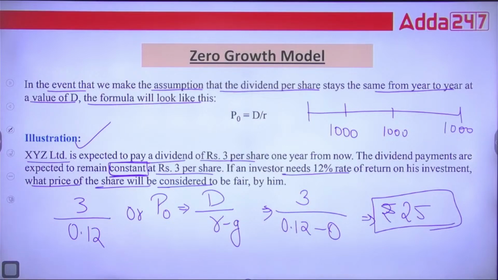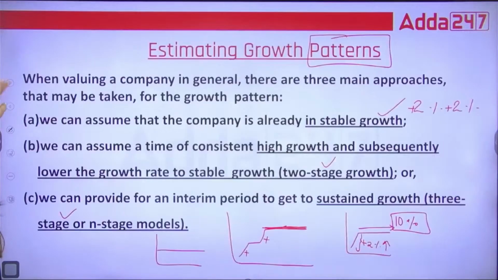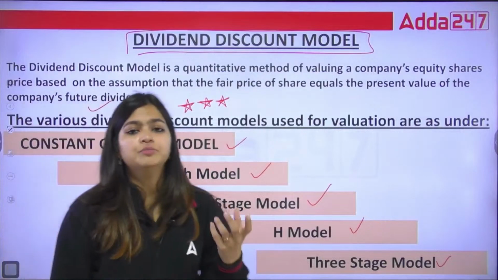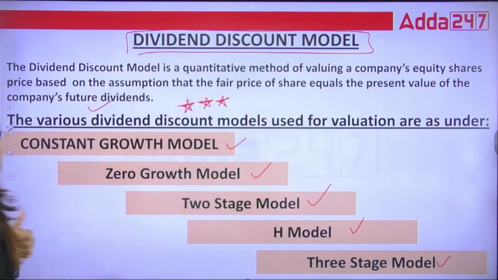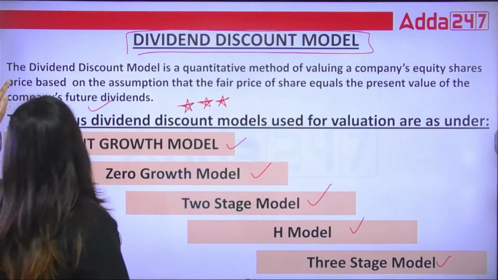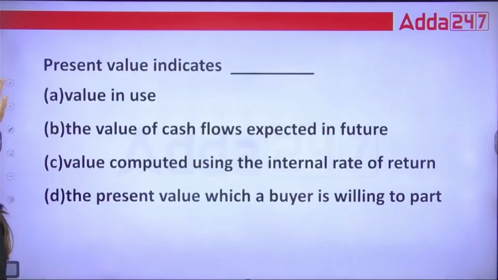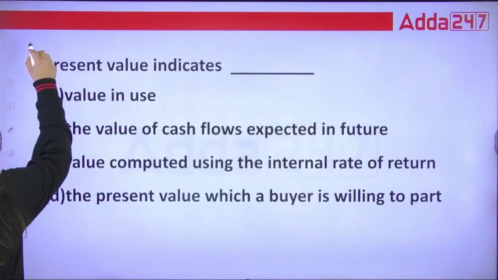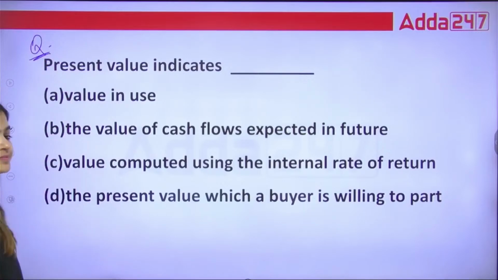So we have seen the two dividend discount models. Okay, number one, constant growth model. Number two, zero growth model. Now we are going to start with some questions based on our topic.